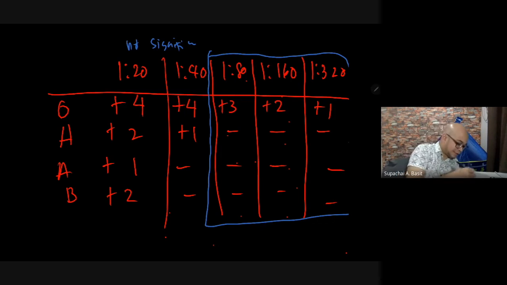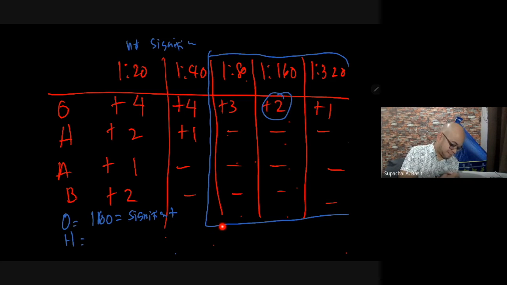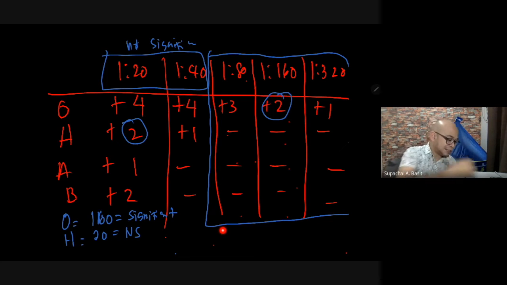So here, what is the titer of O? The titer is at least showing +2 for Widal. So the titer of O is 160 showing +2, and it is considered significant. What is the titer of H? The titer of H is 20 and it is not significant. Why? It falls below. Anything that falls here is not significant.